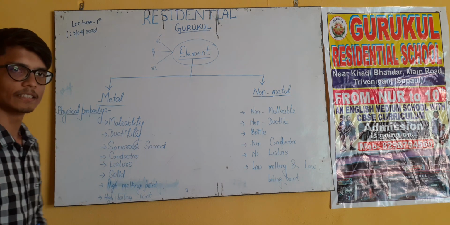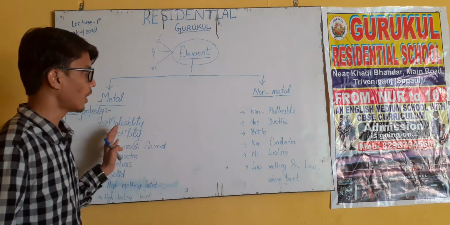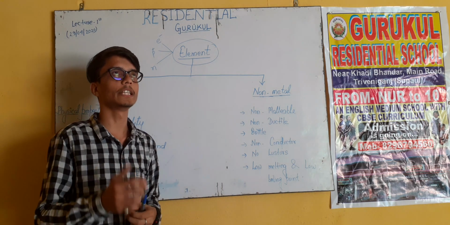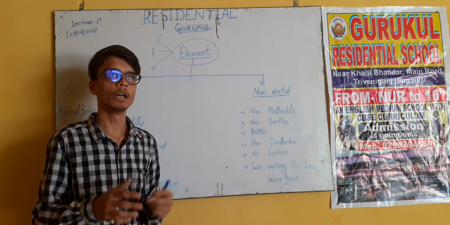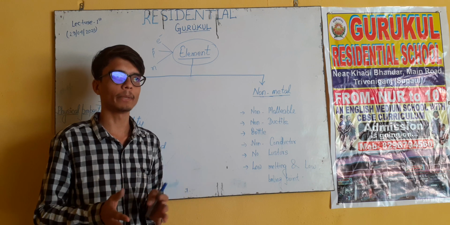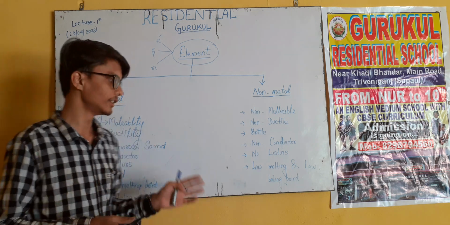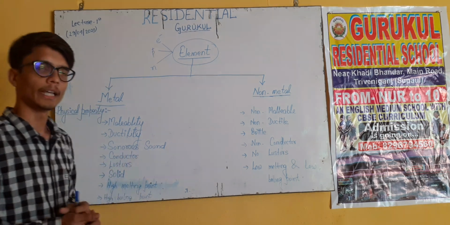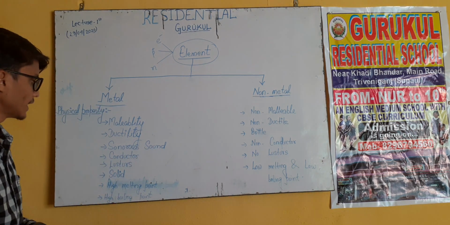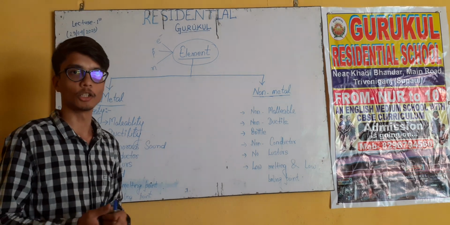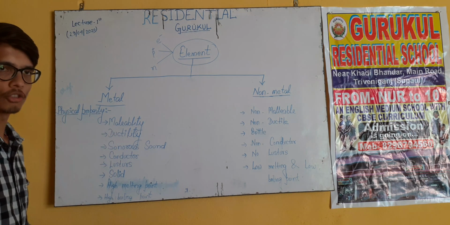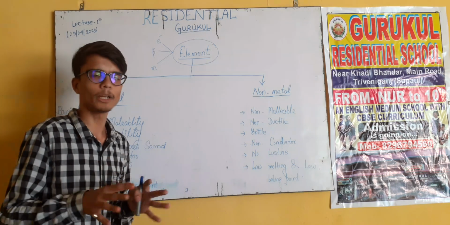The fourth one is conductor. All the metals are good conductors of heat and electricity, so we are using metallic wire in our electricity and metallic equipment in our utensils. All the utensils are made up of some metal. The fifth one is luster. All the metals have a good luster. And the next one is solid. All the metals are at normal room temperature.